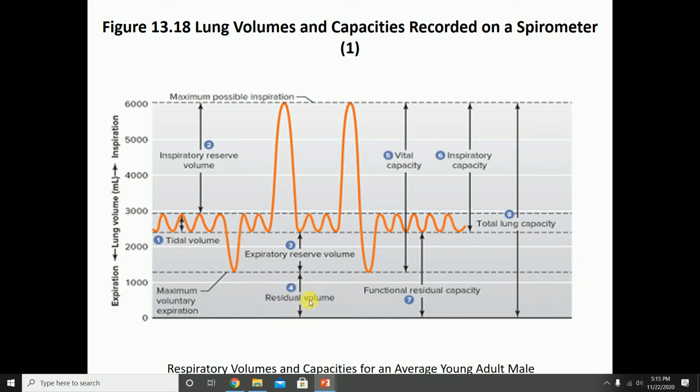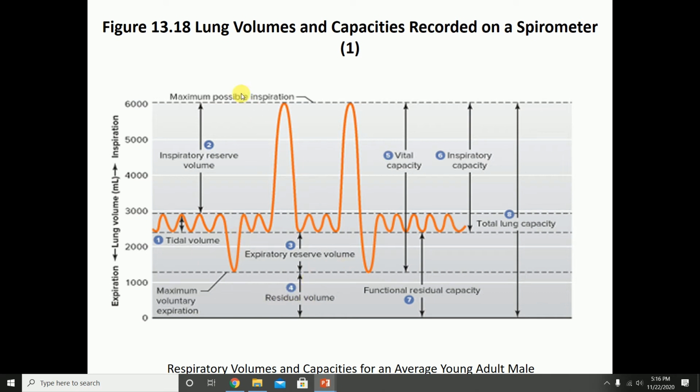Whatever remains in the lungs after maximal exhalation is known as the residual volume. So no matter how much you try to exhale and try to empty the lungs, there will always be some air left in the lungs, and that's why the lungs don't collapse. And that amount of air left in the lungs after a maximal exhalation is known as the residual volume.